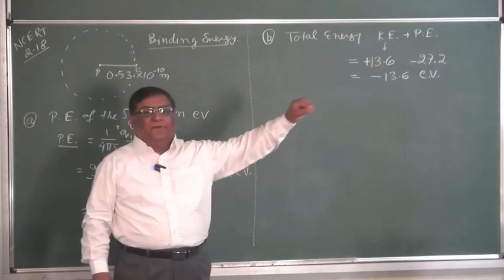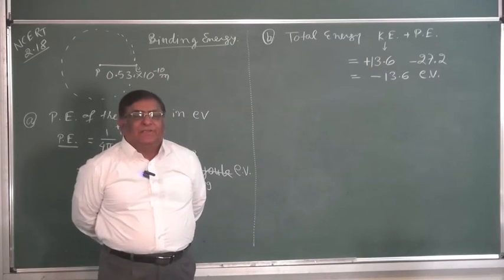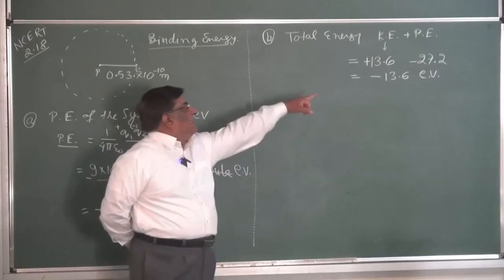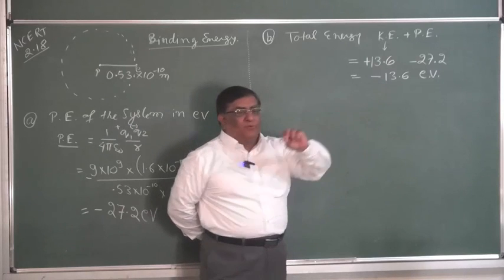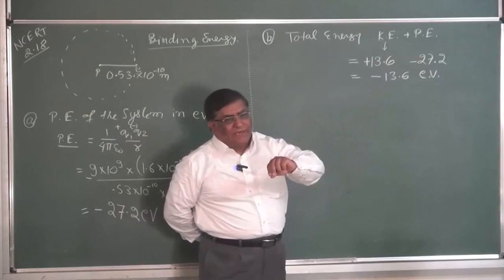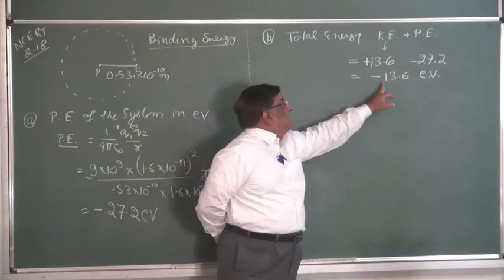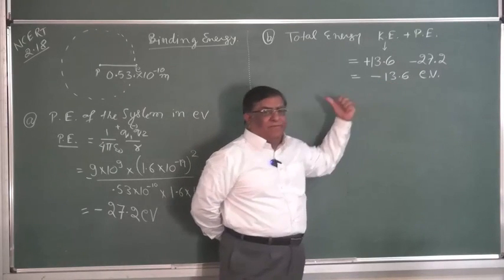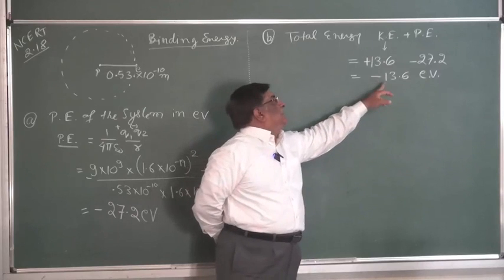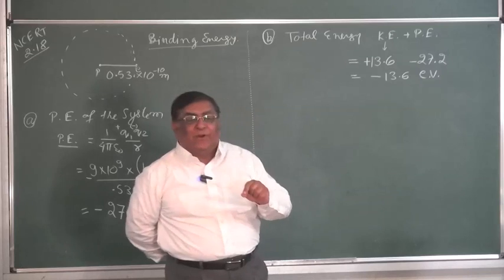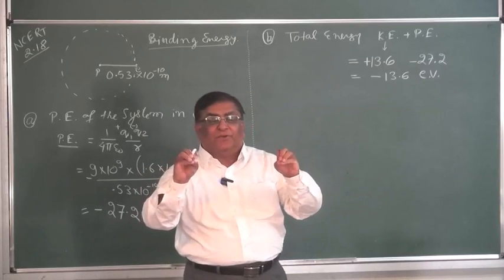When we take it to the infinity, what should be its energy? Its energy should be zero. Okay, how can we make this energy zero? Will we have to give energy or will we have to take energy? The answer is we have to give it energy. How much energy? Plus 13.6 we will give it. If we give it energy plus 13.6, what will be total energy? 0. And at 0 energy, what should be the distance between two? Infinite.